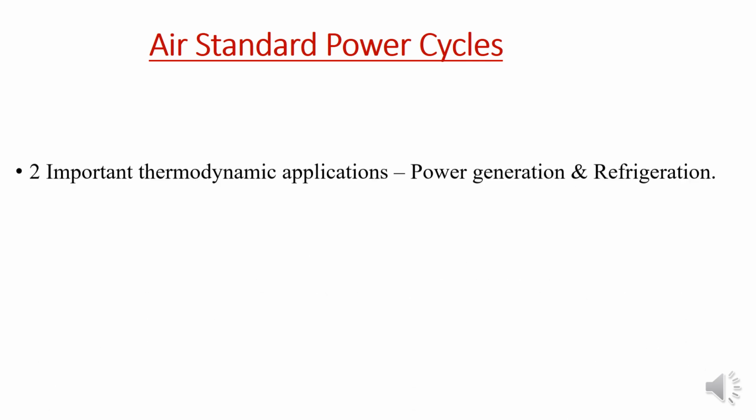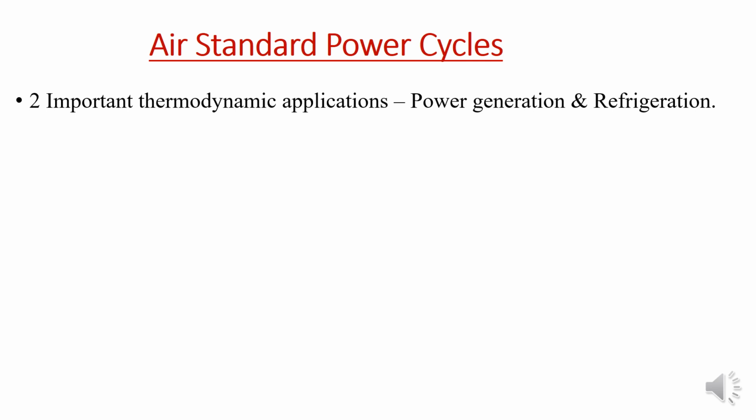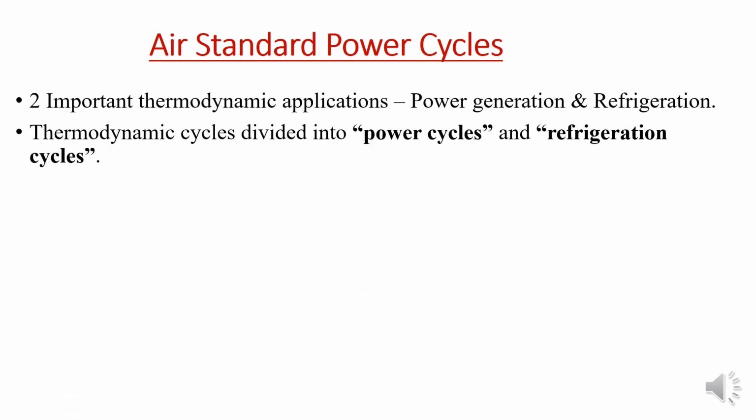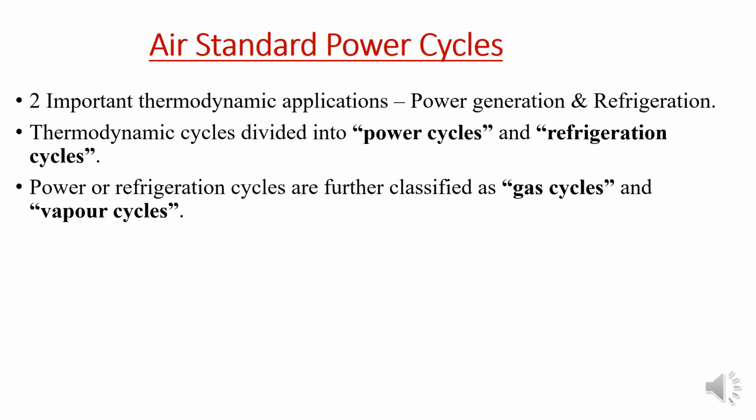Next we will deal with the air standard power cycle. Whenever you talk about a power cycle, it means a system that produces power, where the working fluid goes through several stages and comes back to the initial state. That is nothing but your power cycle. Next, the refrigeration cycle works in a reverse way, where heat is taken from the lower region and given to the higher region. So this is the refrigeration cycle.